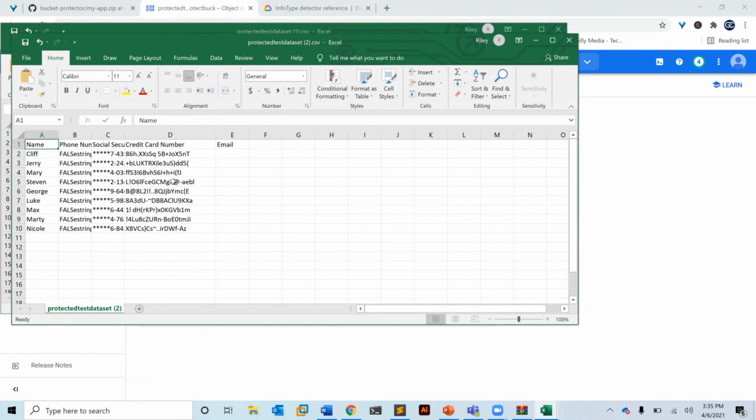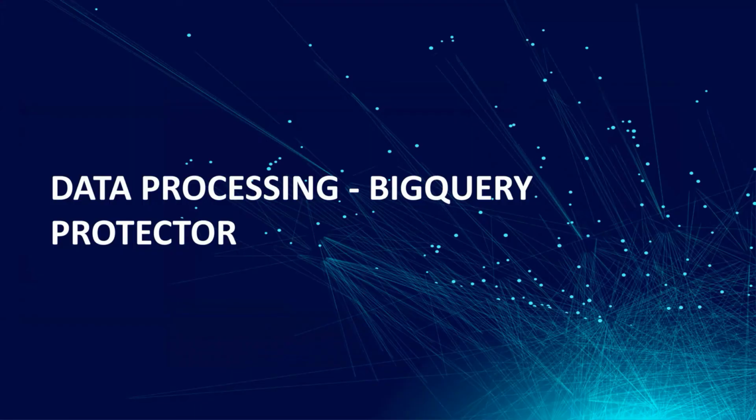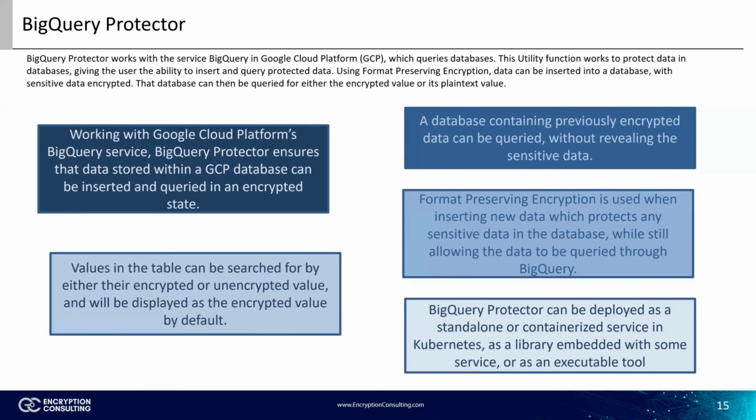Credit card information has been encrypted, email addresses have been redacted, social security numbers have been masked, and phone numbers have been replaced. Now, we're moving to our final utility tool, BigQuery Protector. BigQuery Protector works with Google Cloud Service BigQuery, which is used to query databases on the cloud. BigQuery Protector takes BigQuery a step further, allowing you to query data in an encrypted database.